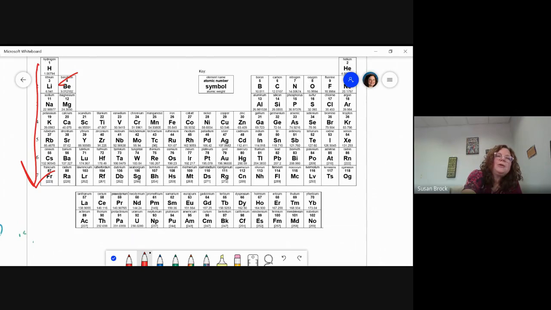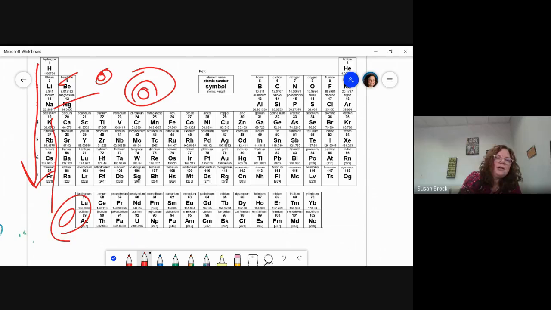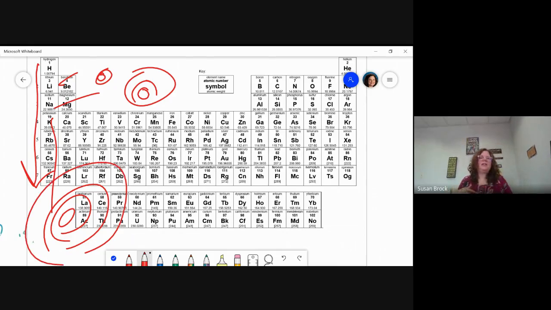So if we drew lithium, it would have two energy levels and then electrons filled in there, right? Sodium would have three energy levels, and then potassium has four energy levels. And you see that the nucleus is getting farther and farther from the charges that it's attracting. So farther distance, more distance, less attraction.